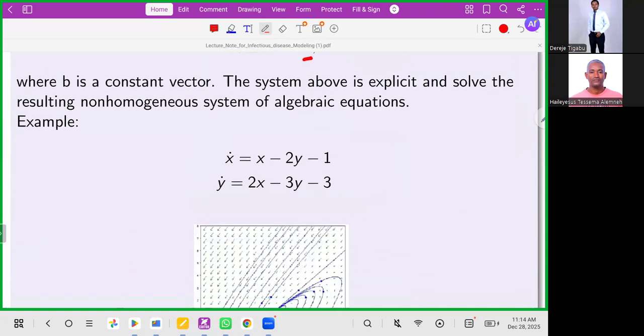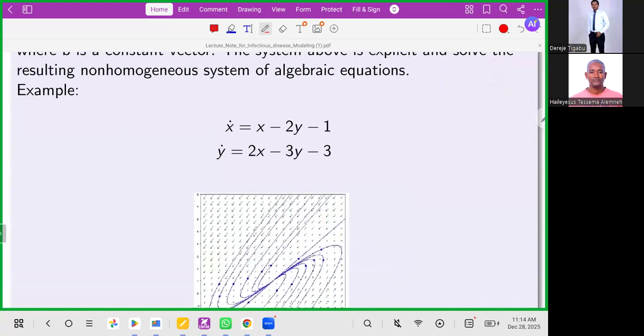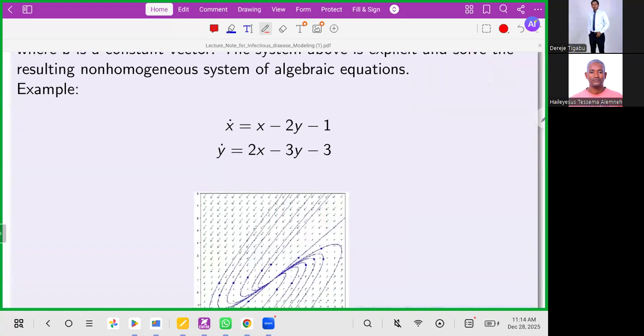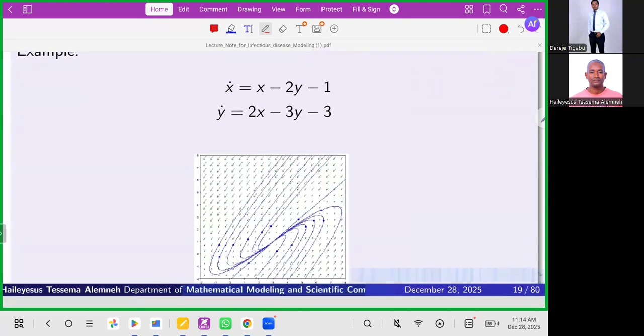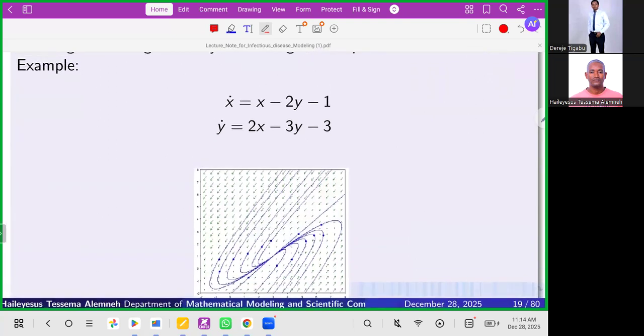But we can see this system. We can take this system: x' equals x minus 2y minus 1 and y' equals 2x minus 3y minus 3. And you can find the equilibrium point. The equilibrium point is not 0, 0 in this case. Instead, we should find the equilibrium point by making x minus 2y equal to 1 and 2x minus 3y equal to 3, by making both of them 0 and then equating that, you will get that.